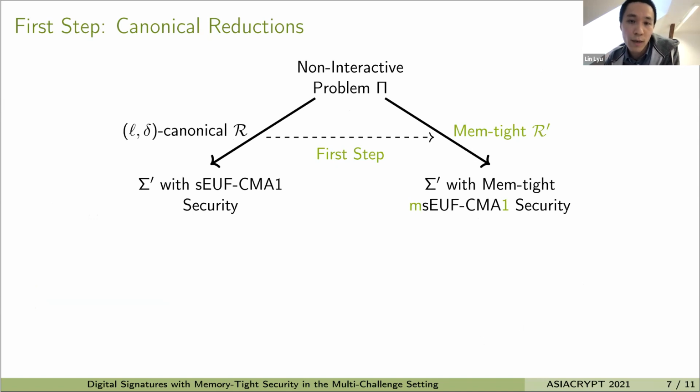More precisely, if there is a canonical reduction R which proves that some signature scheme sigma prime has SUF-CMA1 security, then we can build another reduction R prime which proves that sigma prime has memory-tight MS-UF-CMA1 security. This result is nice because we can go from the single challenge setting to the multi-challenge setting memory tightly. However, we are still in the CMA1 security case.